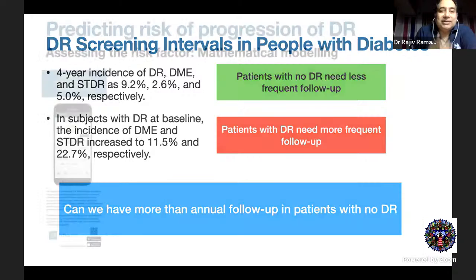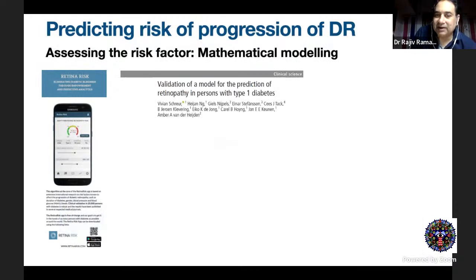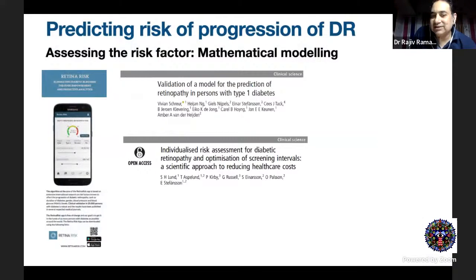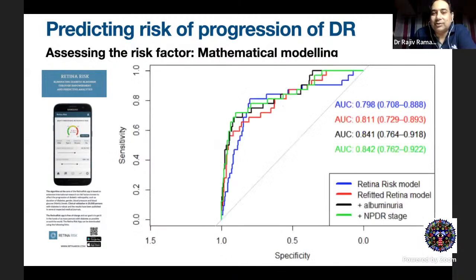There are some attempts that have been made. This is a model called the retina risk algorithm. It uses various risk factors to predict the risk of progression to sight-threatening retinopathy. This algorithm has been validated across various populations. It was prepared based on Wisconsin data, and they tried validating it in various populations. We thought, let's look at whether we can use this algorithm in the Indian population, and we used the SN Dreams data set to see how accurate it is.